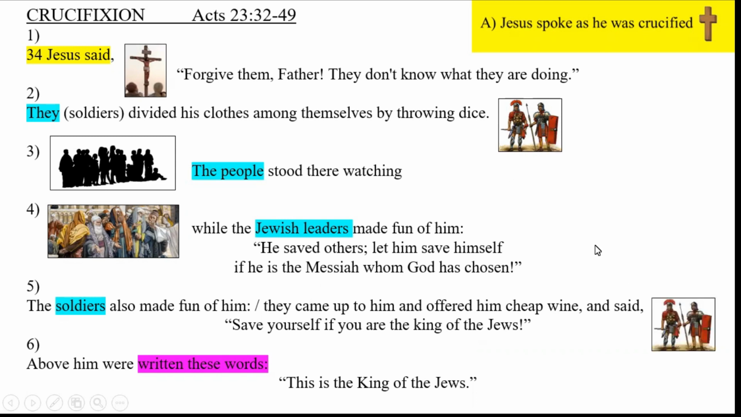Again, the soldiers here, other than just taking his clothing, they too made fun of Jesus. They came out and offered him cheap wine. And what did they say? They say, "Save yourself if you are the king of the Jews." And lastly, there's a signboard. There's a sign on top of Jesus' cross that says, "This is the king of the Jews." So 6 things, and I've put them in number.